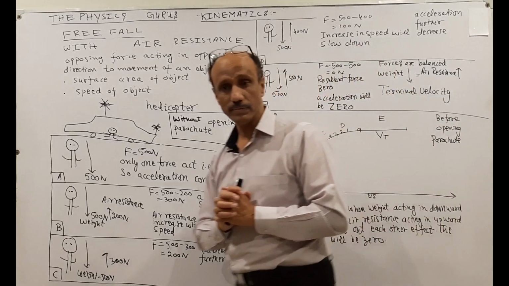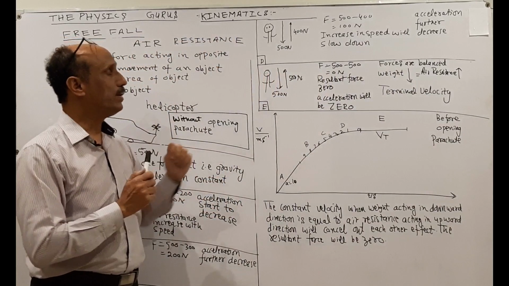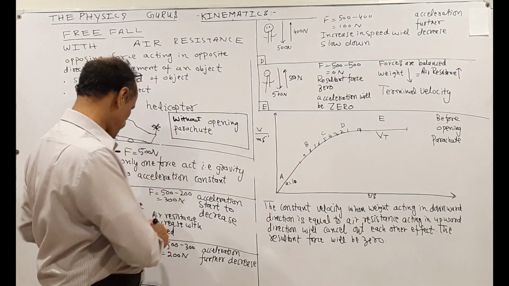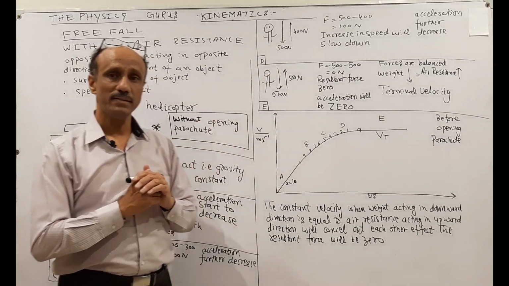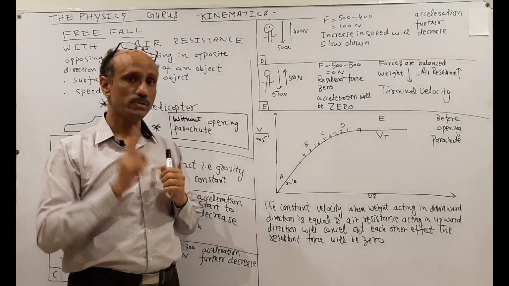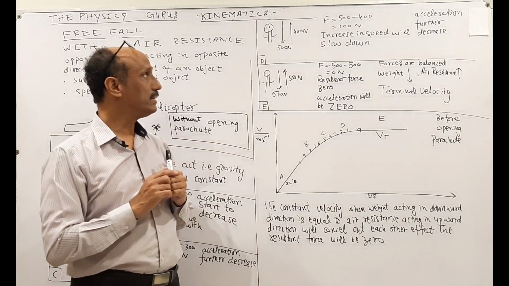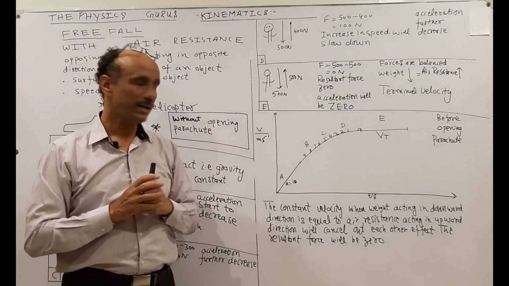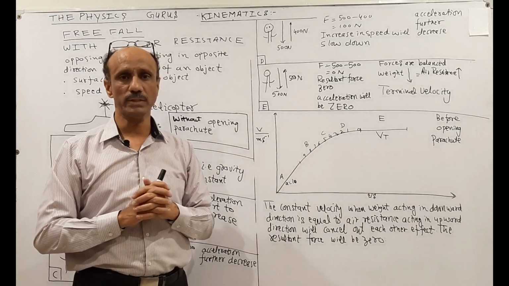Moving towards this part of the topic, in part D, we can observe that the air resistance increased from the value of 300 Newton up to 400 Newton. So there is a further decrease in the acceleration due to the decrease in the resultant force. Initially the resultant force was 500, then 300, then 200, now it's 100. Now in box E, the upward force and the downward force are balanced.